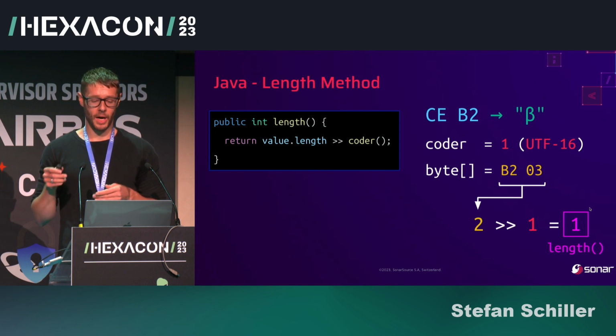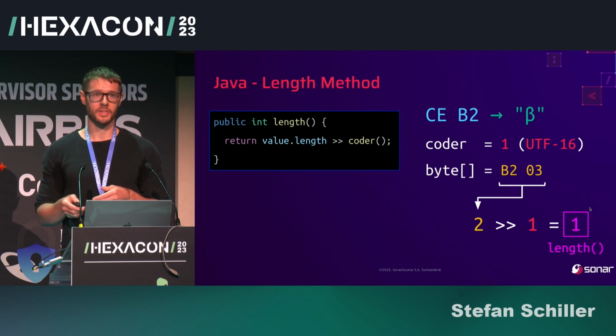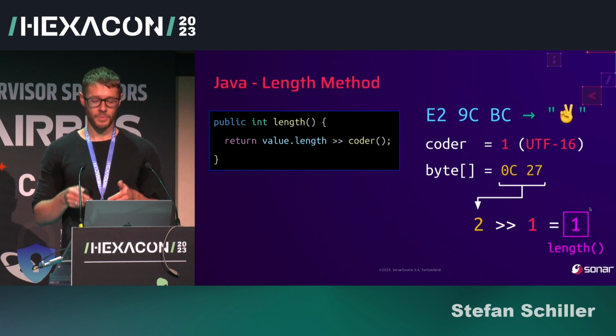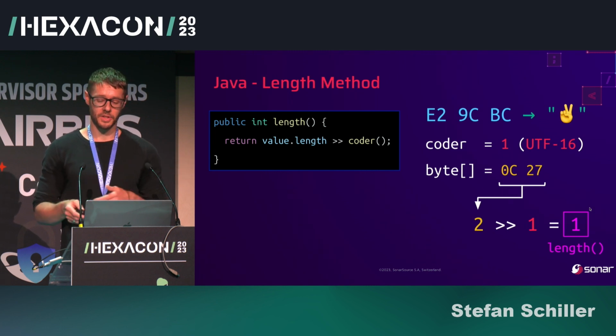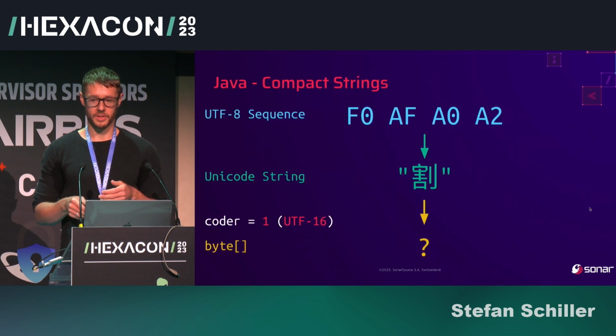This means that the amount of bytes stored in the internal byte array is effectively divided by 2. Thus, the resulting length is also 1. This also works fine for 3-byte UTF-8 sequences like this victory hand. Since it is stored as 2 bytes in UTF-16, its length is also correctly calculated to be 1. So this simple approach is used to calculate the string length dependent on the different internal encodings.